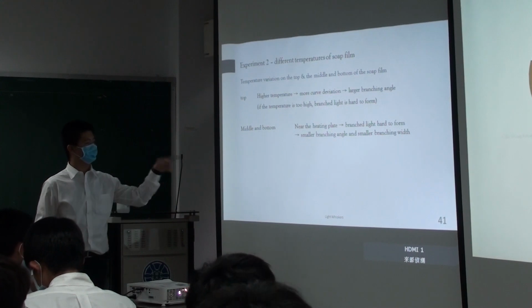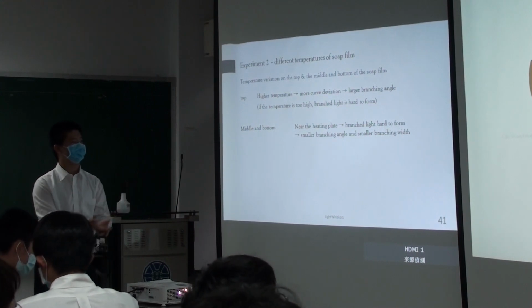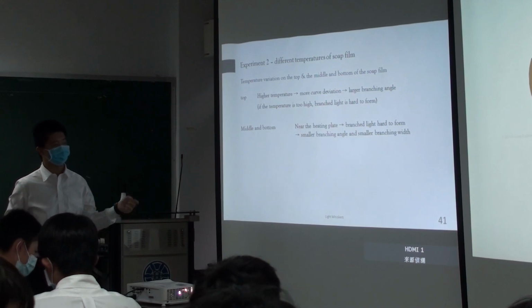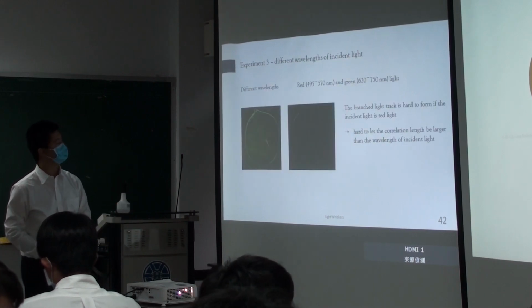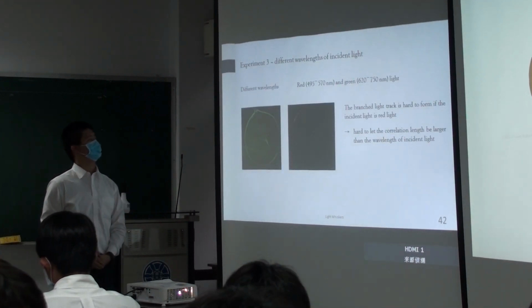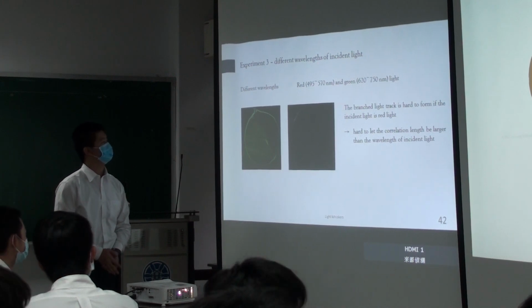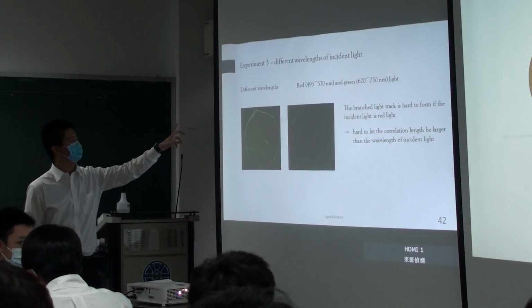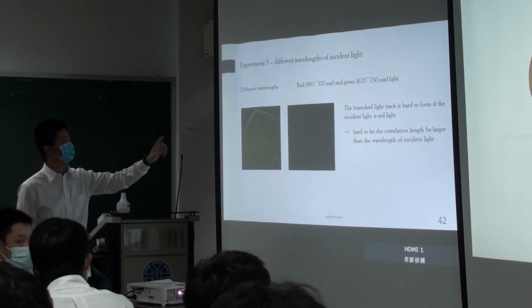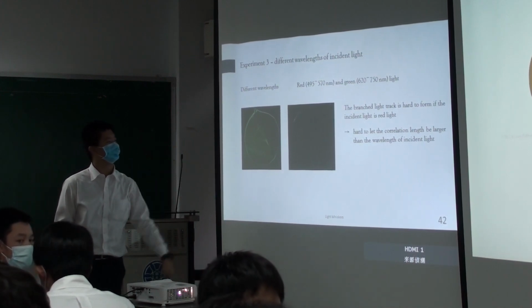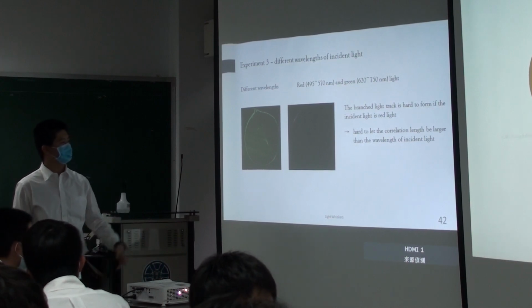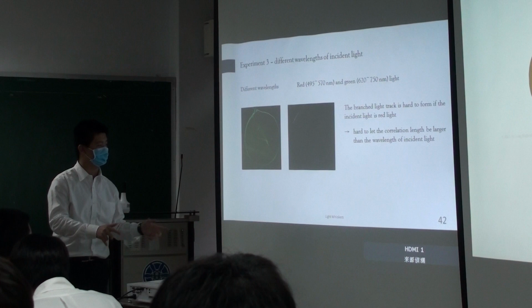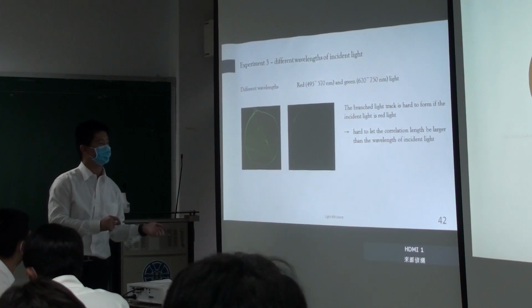Near the heat, middle and bottom, it's near the heating plate, so basically it's just hotter. And then the branch light is hard to form. So now we tested different wavelengths of our incident light. Basically we have red light and green light: 495 to 570 nanometers and 620 to 750 nanometers. So it's kind of hard to let the correlation length be larger than the wavelength of the incident light.